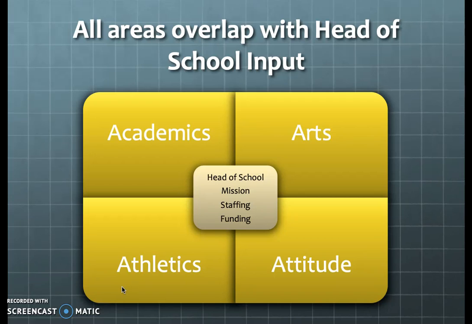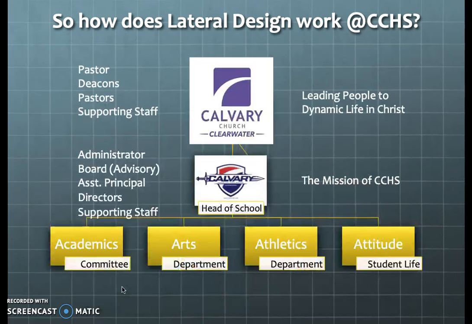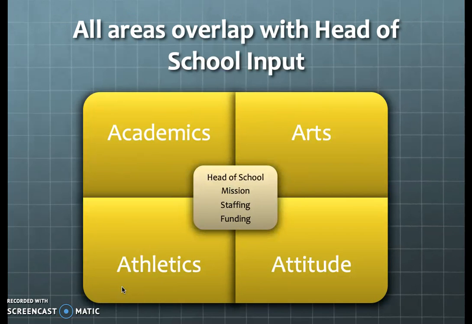You see this working out, even though this is a square. For the sake of definition, in this template, these don't trump each other. These are the 4 pillars: academics, arts, athletics, and attitude. At Calvary Christian High School, the head of school is in each department meeting. Each department committee, the head of school is there and available, and continually helps the design, helps the mission and focus to be seen.